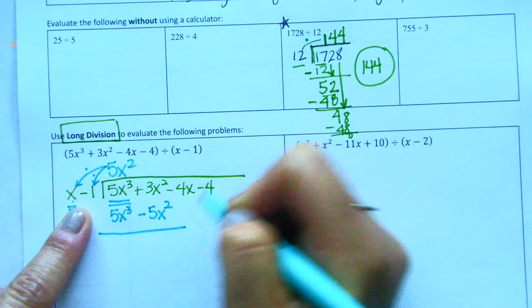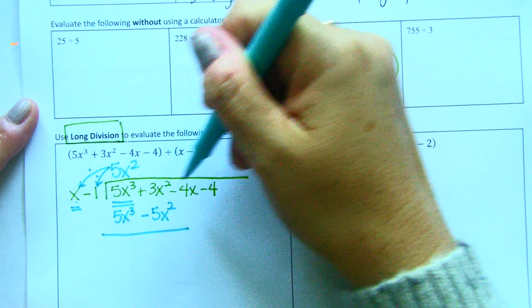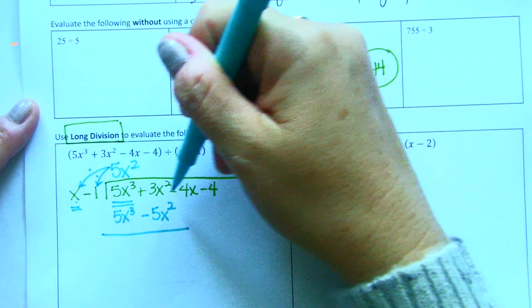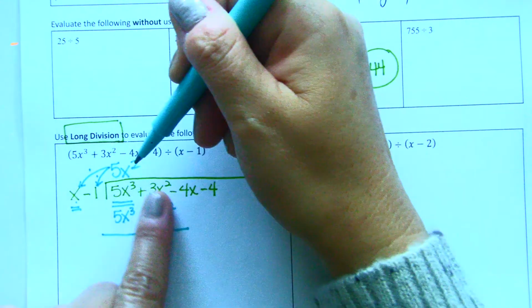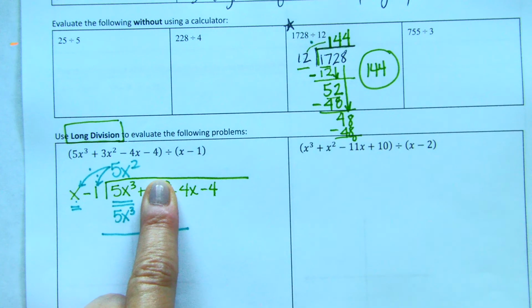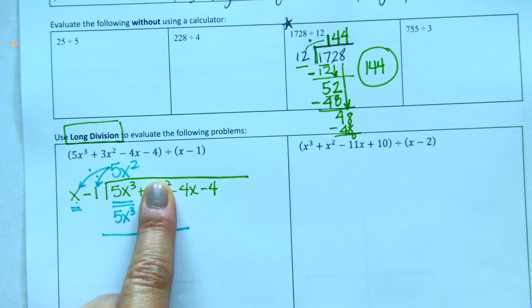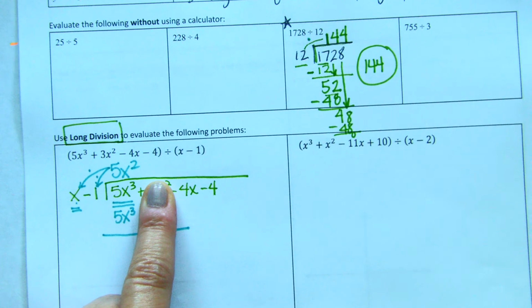And one little tip that I forgot to say when I set this up, this is 3, 2, 1, 0. If I'm missing one of these, like let's say I didn't have an x squared, I would just put some space there or put a 0x squared as a placeholder to make sure when you combine like terms that it all works out really nicely.